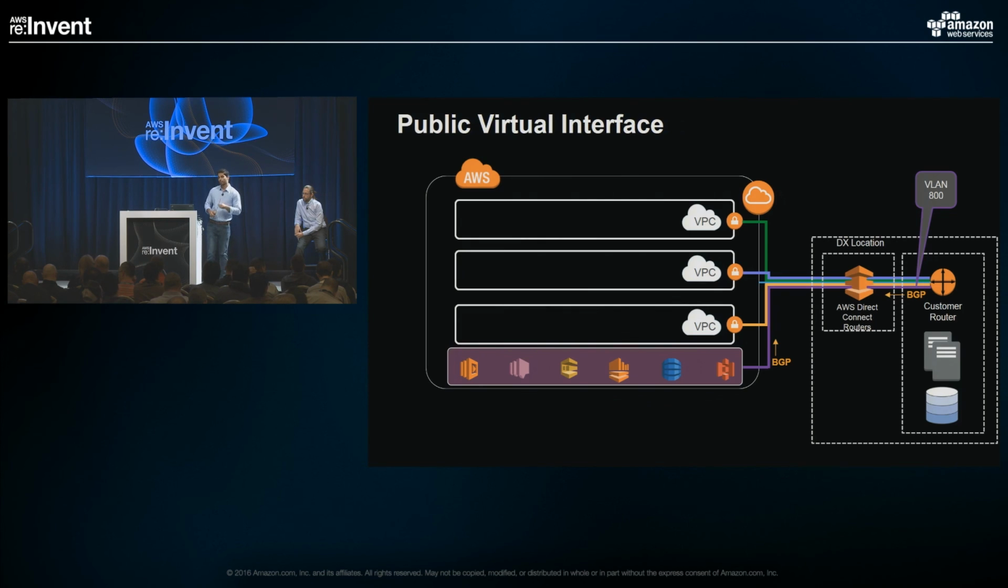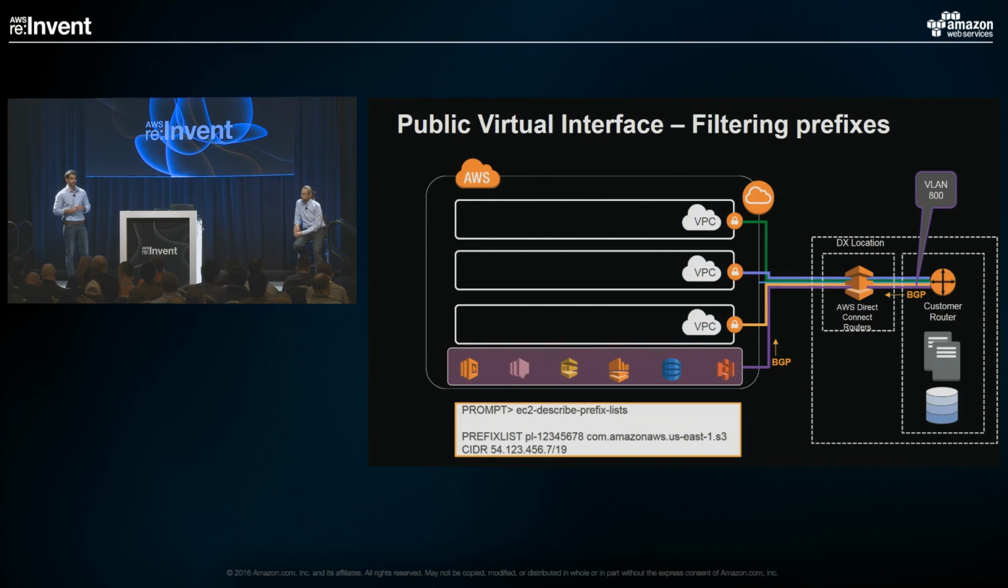As part of the BGP route advertisements, we will advertise to you the entire region's IP range. This includes not only the services you want to access, like Amazon S3 and DynamoDB, but all of the region's EC2 public and elastic IPs as well. Think of that carefully. Any customer's EC2 instances with public and elastic IPs in the region will be accessible over the public virtual interface.